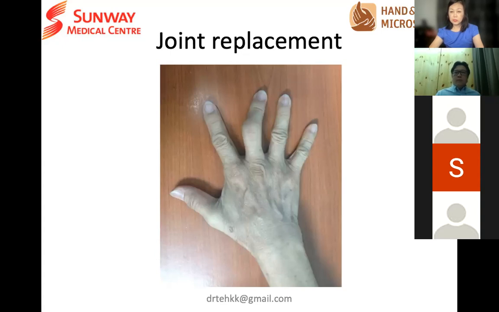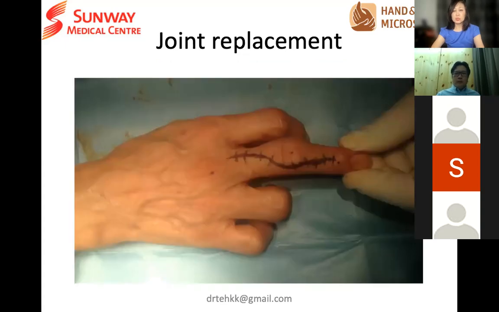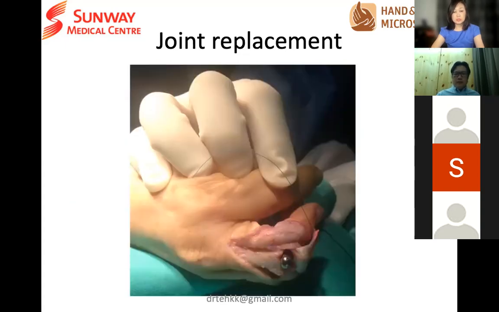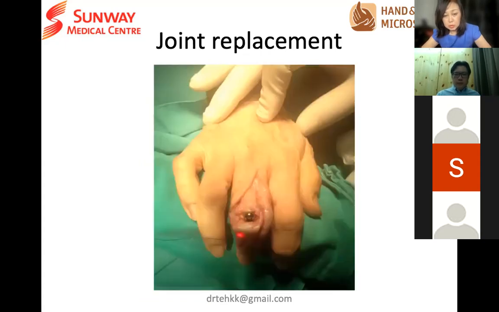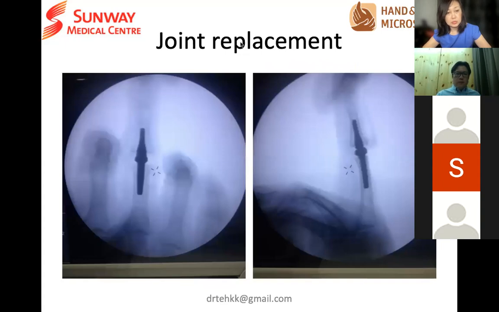She came with this crooked looking joint in the middle finger at the PIPJ, this joint here. And this was after she developed some injury when she was young. She developed osteoarthritis, and she was in her 60s, I think. So this was a joint replacement, like you can see here. That's a joint. Again, there's a joint. So we cut off the joint.